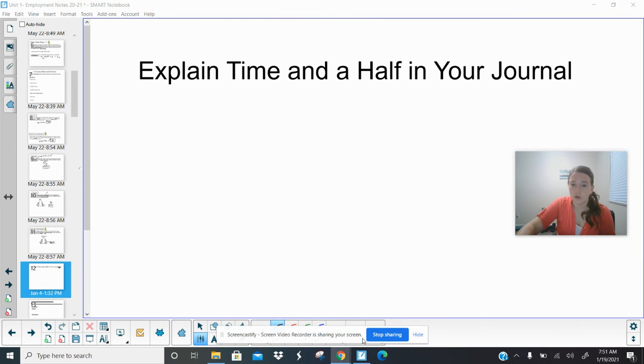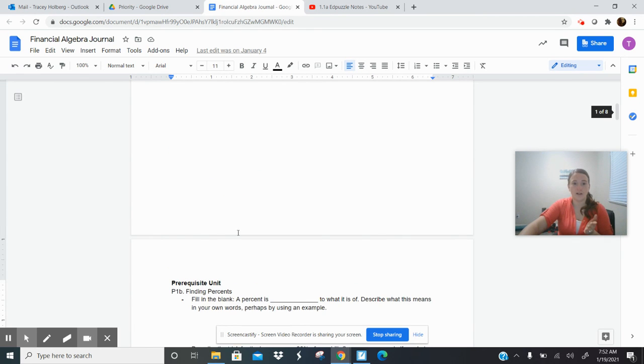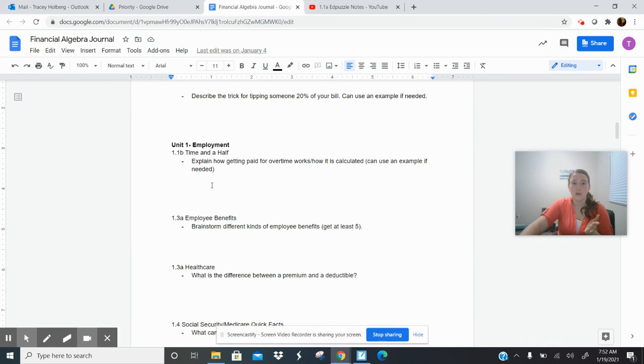So I want you to go to your journal. I got it pulled up here. 1.1b time and a half. So if you never picked up your journal, you hopefully are keeping, because you already should have written stuff for the prereq unit, keeping some pages for this, or you can keep it going in your notes, on your own piece of paper if you do not have the journal. I want you to take a moment and explain how time and a half works or how it's calculated. If you want to use one of our examples, you can, but I want you to say it in your words. If I worked this many hours in a week and I got paid overtime, explain how it's calculated or how that works.